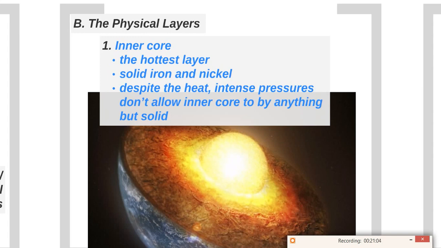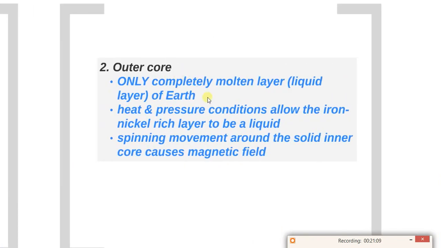So the outer core is the only completely molten layer in the entire Earth. And by molten, I mean liquid layer. Heat and pressure conditions allow the iron-nickel rich layer to actually be a liquid. And what's interesting about the outer core and the inner core is the interactions between the two. Because one is liquid and able to spin around, it generates a magnetic field, which we already talked about, hopefully. You guys remember that. But this is what's generating the magnetic field of the Earth.